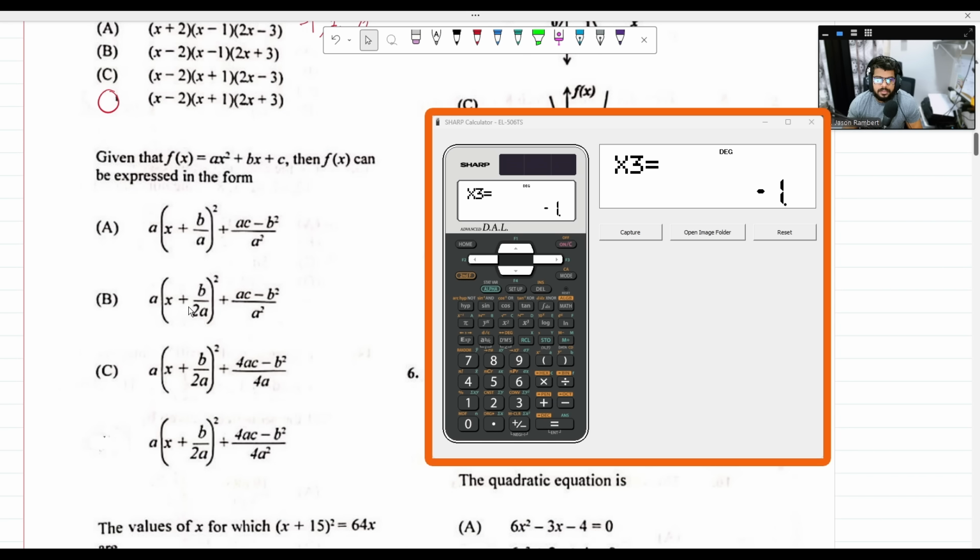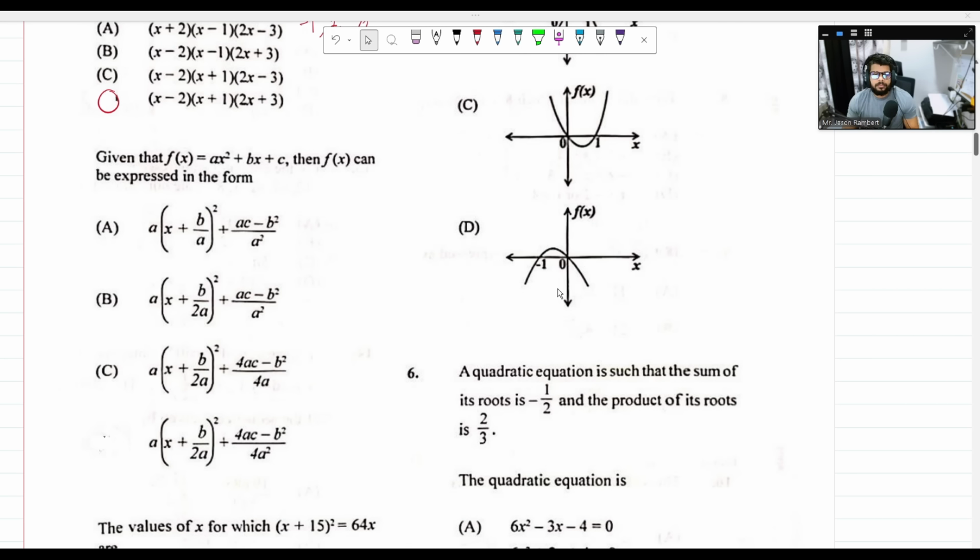Given that f of x is ax squared plus bx plus c, f of x can be expressed in the form... Alright. So we're trying to complete the square here, right? And the first thing we're going to do when we complete the square, some of us are going to know the formulas. A is equal to a. h is equal to minus b over 2a. And k is equal to, I can't remember the formula for k, right?